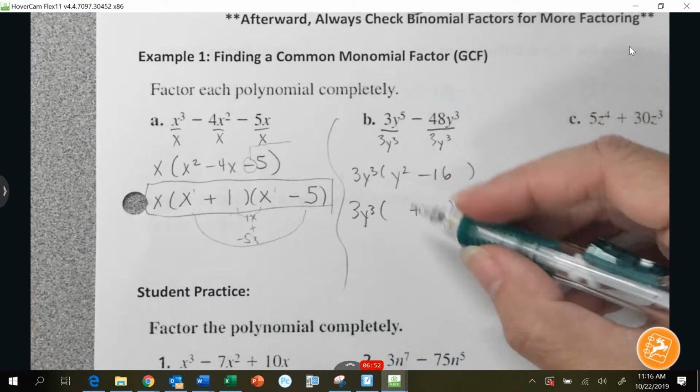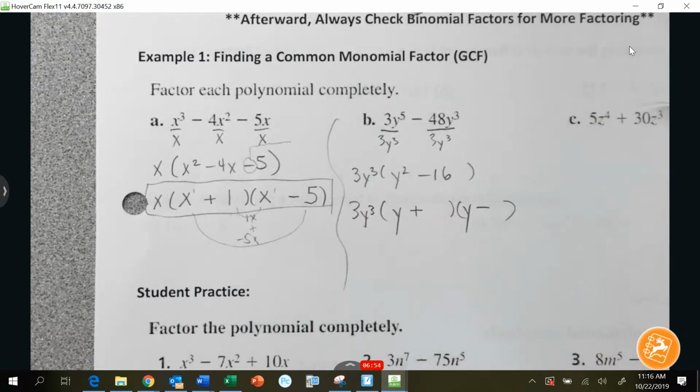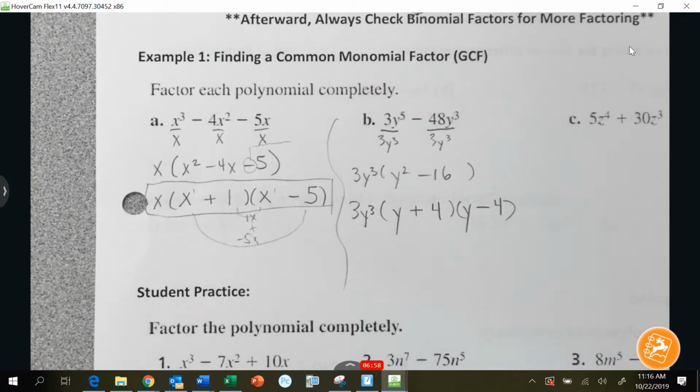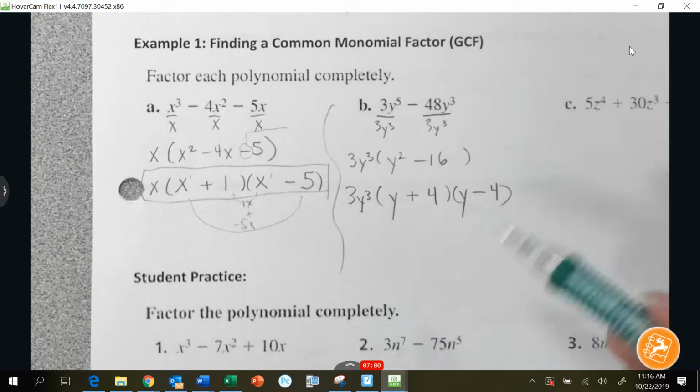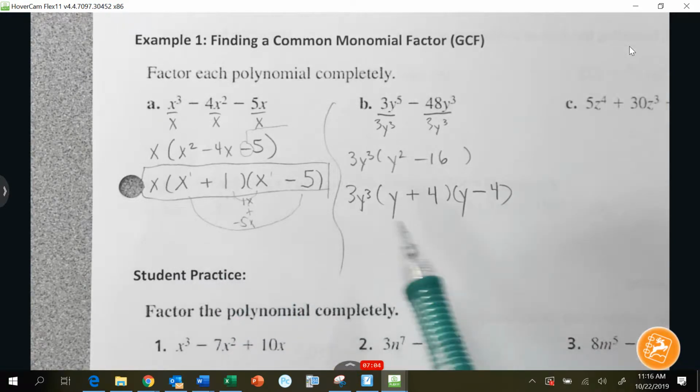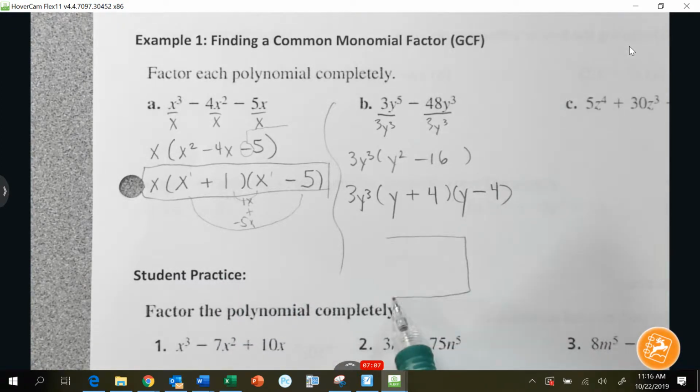How do we get the y squared? I have y times y. How do I get the 16? I have 4 times 4. They are perfect squares. If you're not sure if that works, you can check it by FOIL, which I did over here. There's another method you could check by, but this one takes me longer to check, so I don't usually use this one to check.